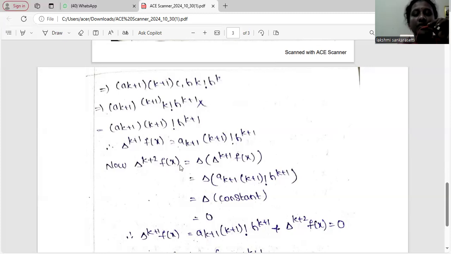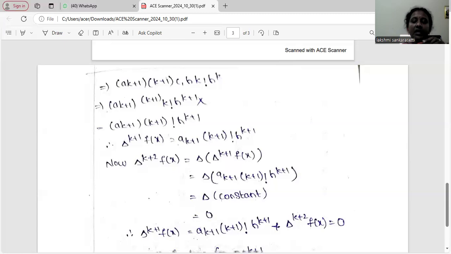Delta power k plus 2 of f of x is equal to delta of delta power k plus 1 of f of x. That is equal to delta of, already we existed here, delta power k plus 1 of f of x is a constant represented by ak plus 1 into k plus 1 factorial into h power k plus 1, which is a constant. So difference of any constant is 0. So we got delta power k plus 2 of f of x is equal to 0. Therefore, we proved here for n is equal to k plus 1 case, delta power k plus 1 of f of x is a constant represented by ak plus 1 into k plus 1 factorial into h power k plus 1, and delta power k plus 2 of f of x is equal to 0.